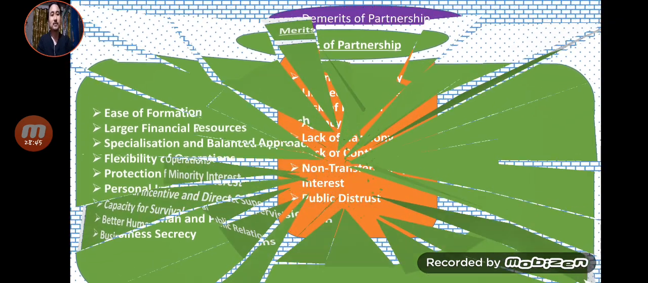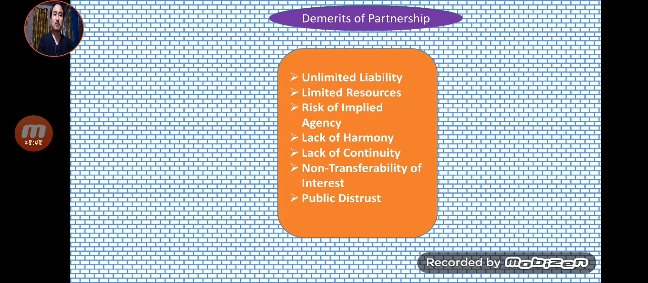So let us move on to the demerits of partnership. There are demerits also, which we have already discussed, like unlimited liability. If something happens to the business, and if one of the partners does something wrong and the business does not make good profit, the partners will have to pay the debt if they have taken a loan from the bank. If they're not able to pay the loan, then in worst scenarios, the partners might have to sell the fixed assets also, which is not good.